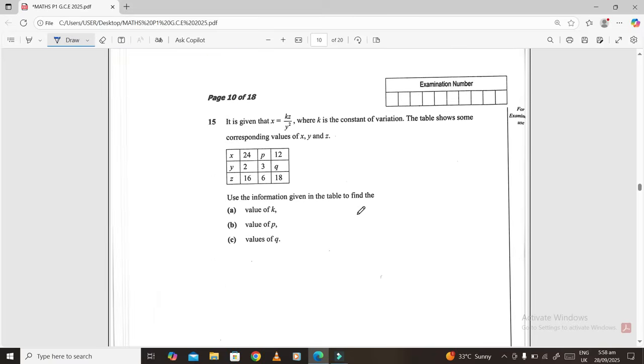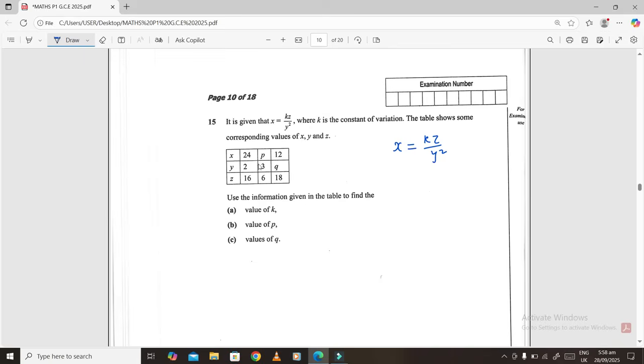Let's go to question 15. So for question 15, they are saying it's given that x is equal to kz over y squared, where k is a constant of variation. The table shows some corresponding values of x, y, and z. So use the information given in the table to find the value of k.